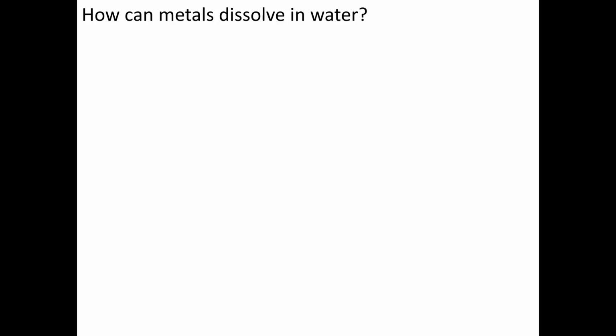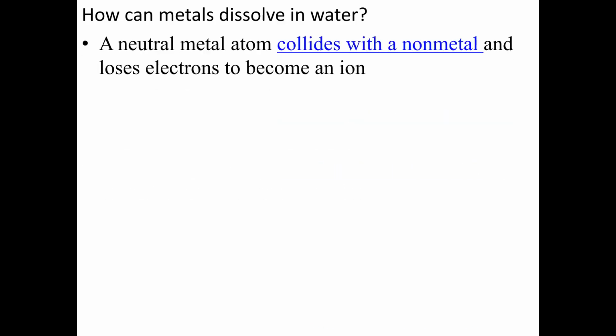Well, it turns out what happens is that metals can collide with nonmetals. Now, if you remember back to electronegativity, you remember the nonmetals are very electronegative. That means they attract electrons. And metals have very low electronegativity. So when those two collide, the nonmetal has a strong enough pull of electrons that it pulls the metal's electron away from it. And when it does that, the metal becomes an ion. The nonmetal also becomes an ion, but they're two different types.